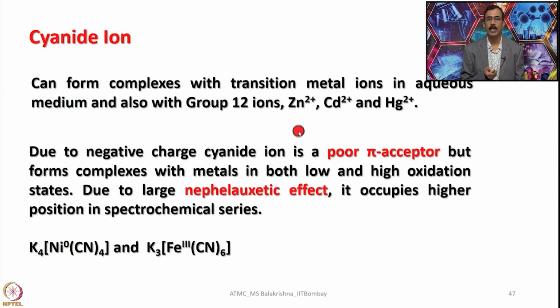They have completely filled electronic configuration, that means nd10 (n+1)s2. Nevertheless, it can also form complexes with these metal ions. Due to negative charge, cyanide ion is a poor pi acceptor, but forms complexes with metals in both low and high oxidation states.